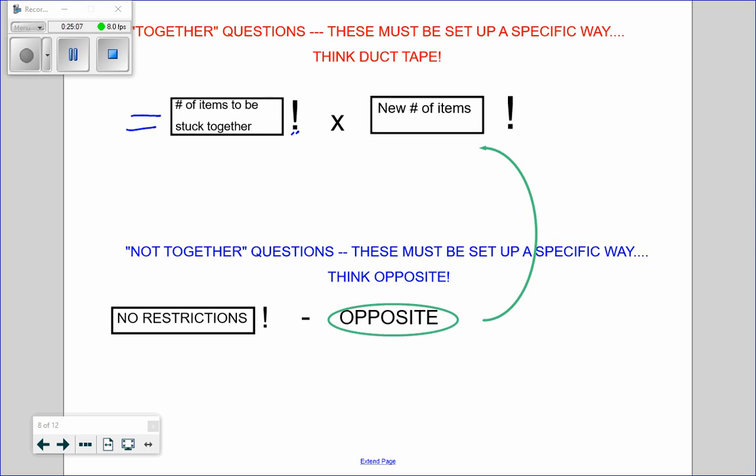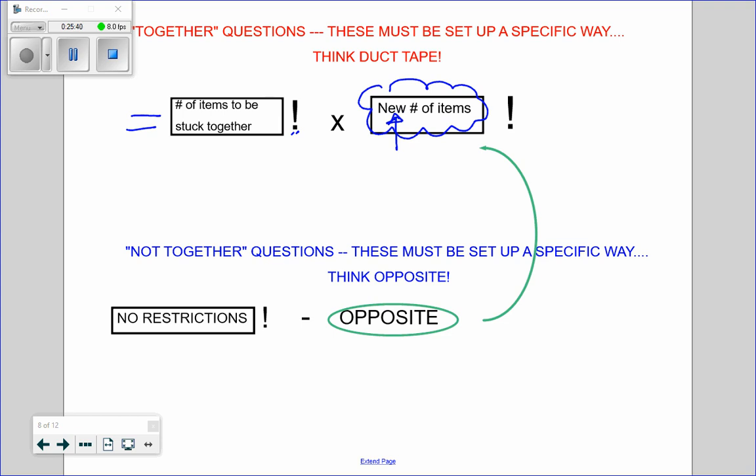Here's the catch. This is what everybody gets wrong. You times that by the number of new items. So I originally had 6 Scrabble tiles for brains. When I stuck the A and I together, my new total is 5 factorial, not 6. It is this word right here, the new total.